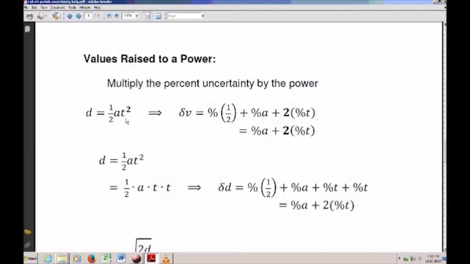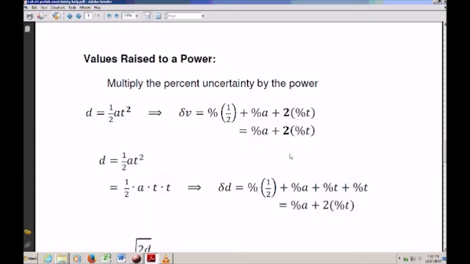So in this example, we've got 1/2 times a times t squared. So using the multiplication division rule, it would just be the percent uncertainty of 1/2 plus the percent uncertainty of a plus 2 times the percent uncertainty of t. 1/2 is a constant. That means it's an exact value. It has 0 uncertainty. So its percent uncertainty is actually 0. It drops out of the equation. All we're left with is percent uncertainty of a plus 2 times the percent uncertainty of t.